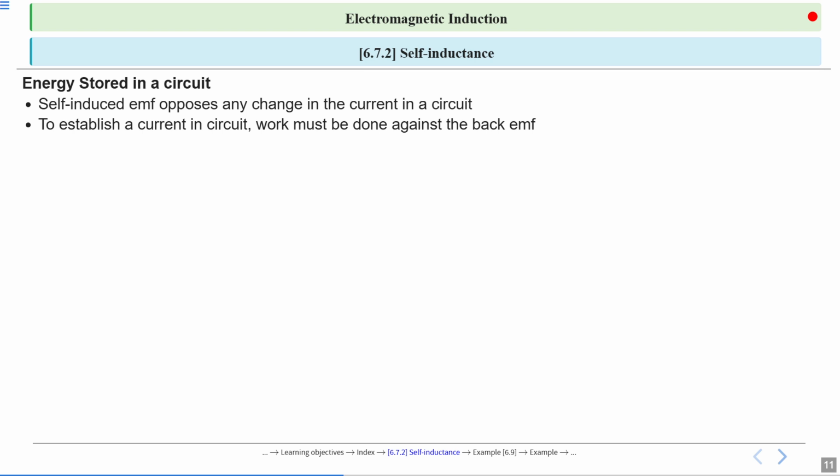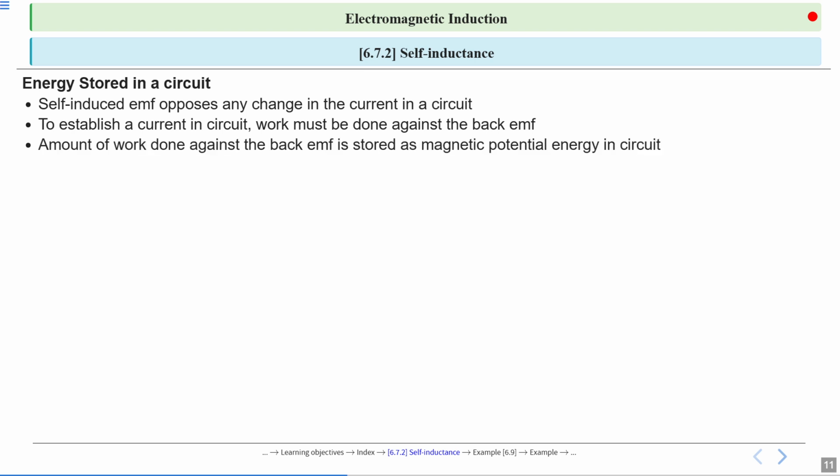Okay, so self-induced EMF opposes any change in the current in the circuit. So when there is a change in current in the coil, then EMF will be induced in the coil. Okay, so that will oppose the change in the current. To establish the current in the circuit, we have to do some work against the back EMF. This induced EMF is also known as back EMF. Okay, so it is trying to oppose the change in current. So to maintain or establish a steady current in the circuit, work must be done against the back EMF.